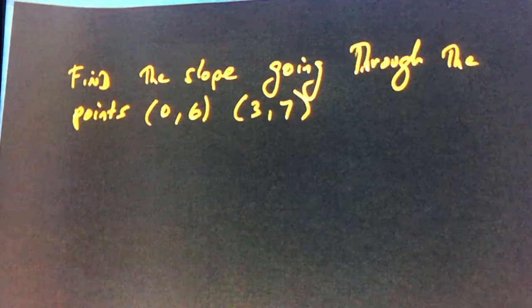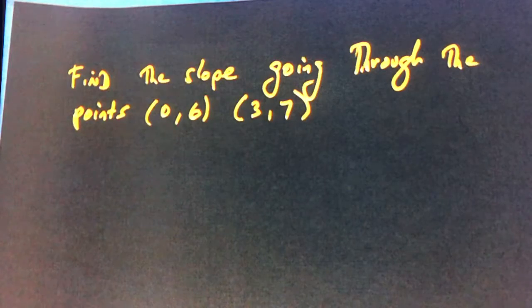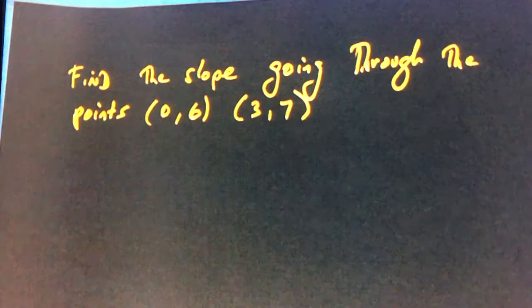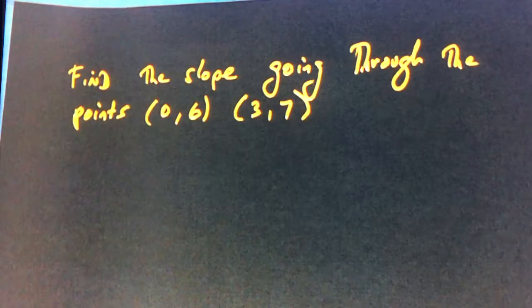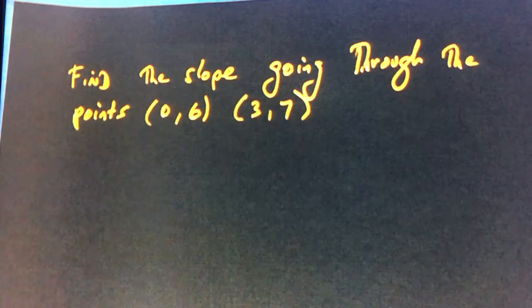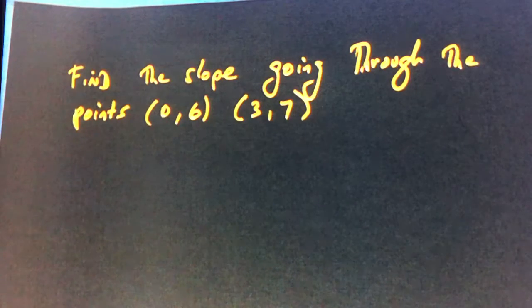Today we're going to explore how to find the slope when you're given 2 points. In this example, you're given the points (0, 6) and (3, 7), and we are going to use the formula for slope to find the slope. Well, what is the formula for slope?